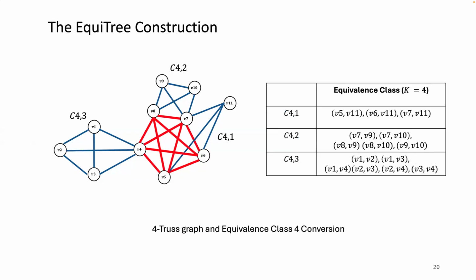So for the 4-Truss level, these are the classes. For the 4-Truss level, we have C41, and in C41 we have V5, V11. How this is calculated is that we start with the smallest value, V5, because V5 is the smallest here. So V5 to V6, V5 to V7, and V5 to V11.